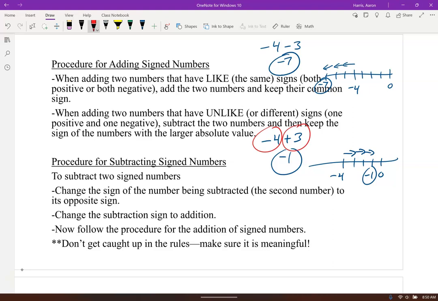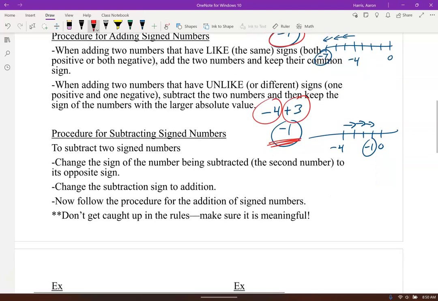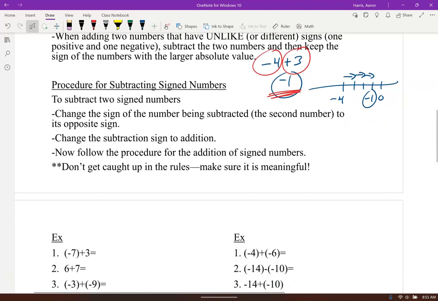All right, if I'm in debt $4, I pay off $3. Well, I'm still in debt $1, right? Whereas if I'm in debt $4 and I go in more debt, -3, now I'm in debt $7, right? So same signs, sum them up. If you have different signs, find their difference, and you have more of whatever you have more of, right?